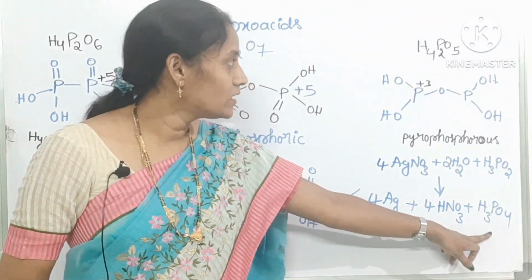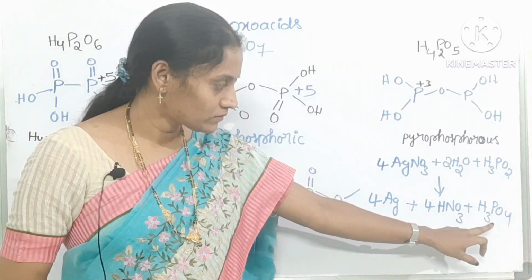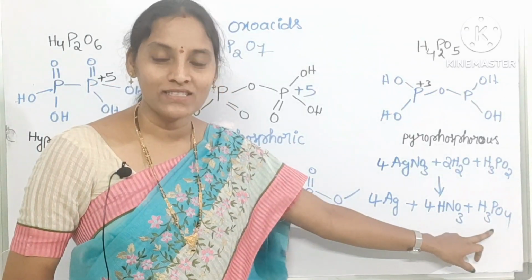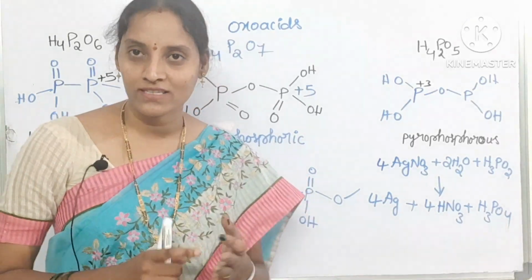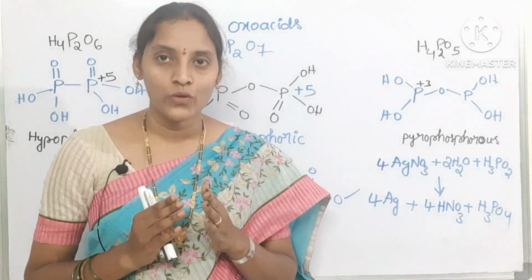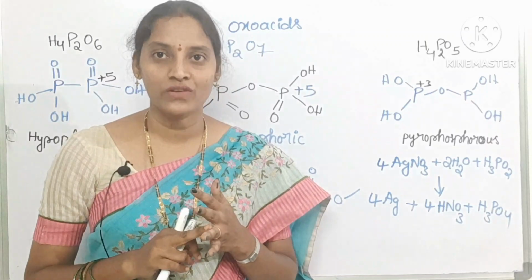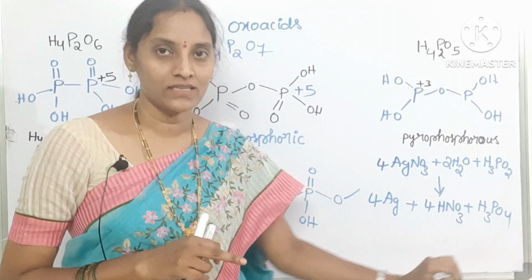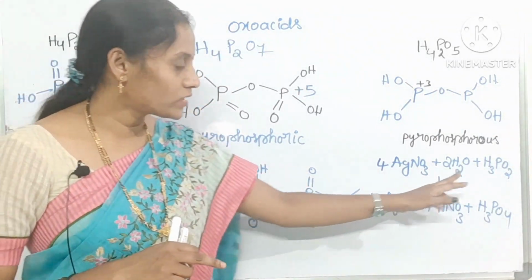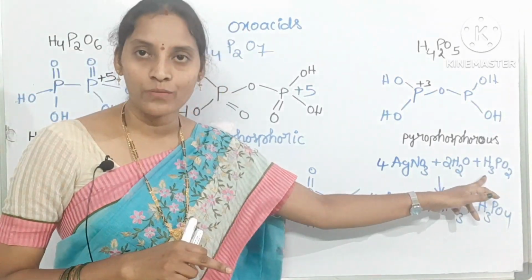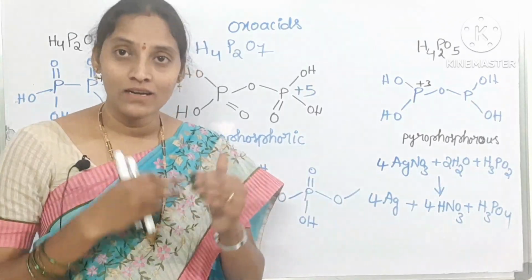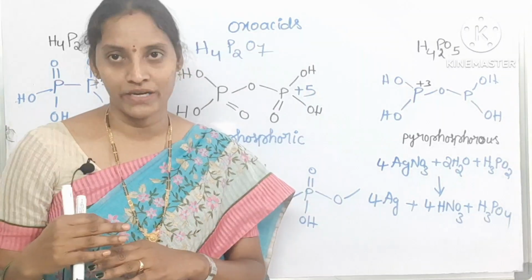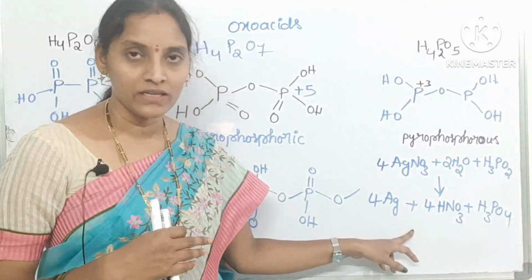This is orthophosphoric acid. We have discussed already: first one hypophosphorus, then orthophosphorus, after that orthophosphoric. This one is the orthophosphoric acid. So here the main content is: H3PO2, the hypophosphorus acid, can reduce silver nitrate to silver metal. So that is indicated by this reaction.